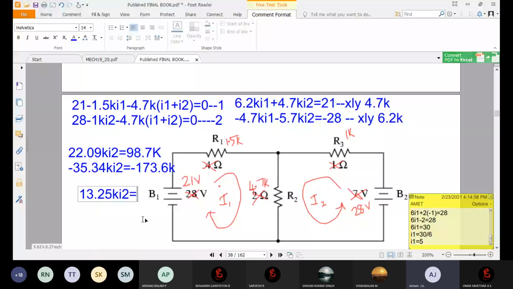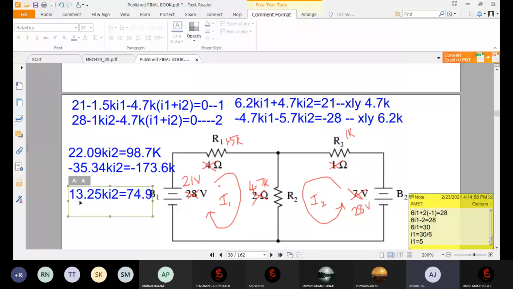Value of I1: 73.6... 74.9, 74.9, sir. Sir, value of I1 is minus 0.89. I1, I2.